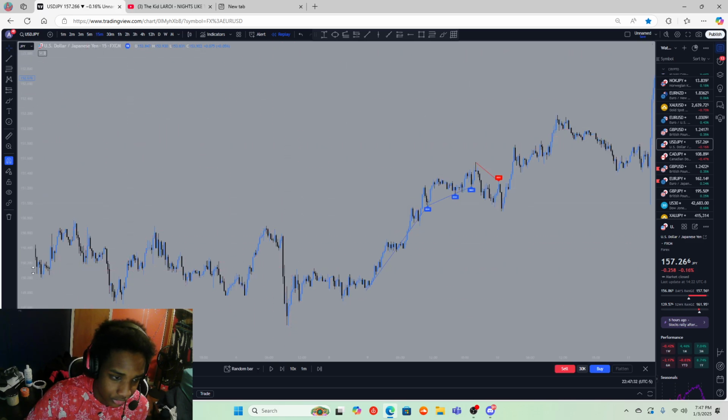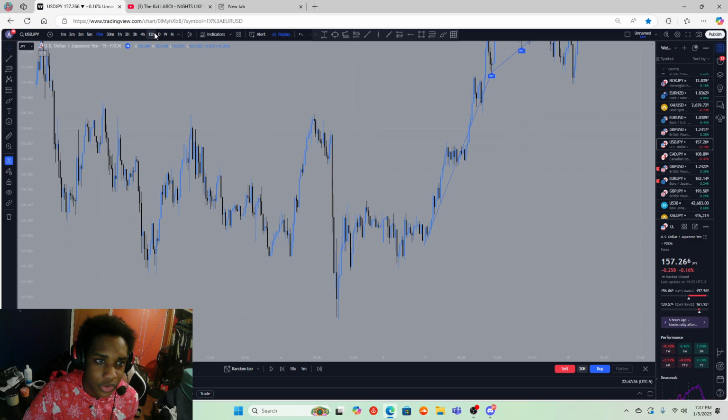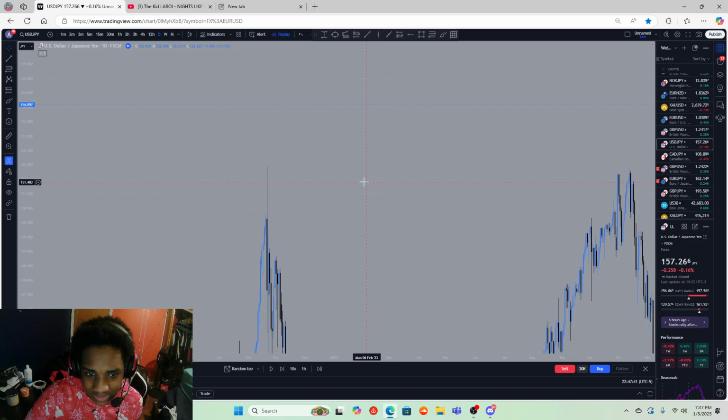I usually look for liquidity sweeps on the 15-minute time frame because higher time frames have more power. You can look for them on the daily time frame even. They happen day in and day out.